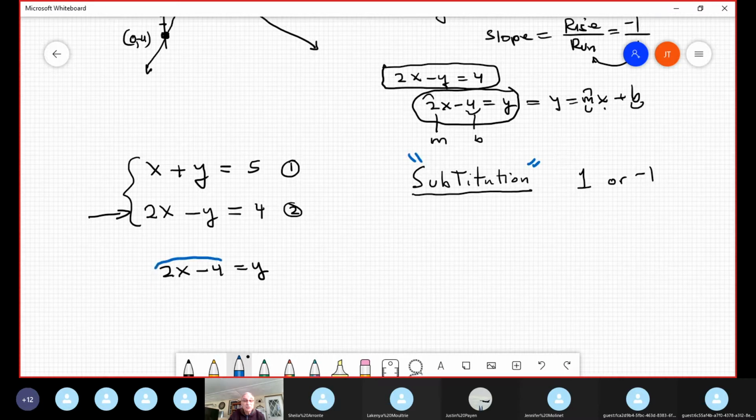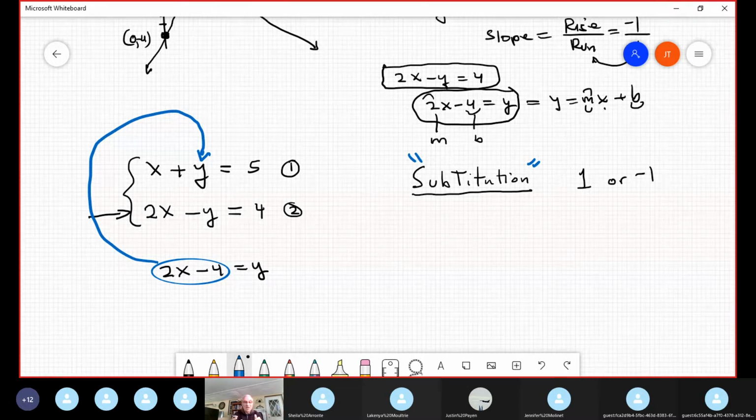You take this expression and substitution replace in the other equation. So you take either equation. And right now, I select number 2. I don't know why, because I want, because I like. I solve for y. And substitute this y in the other equation, number 1. So I rewrite this equation like that. x plus y, but no y anymore. It's 2x minus 4 equal 5.